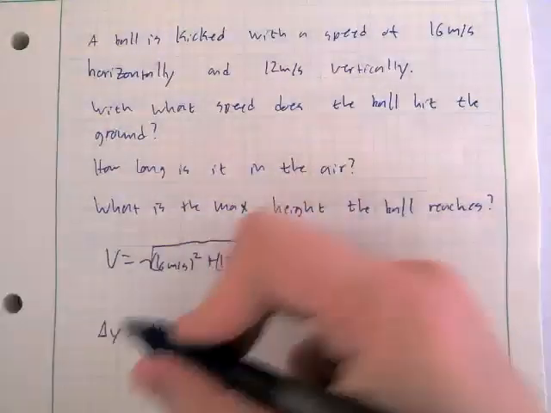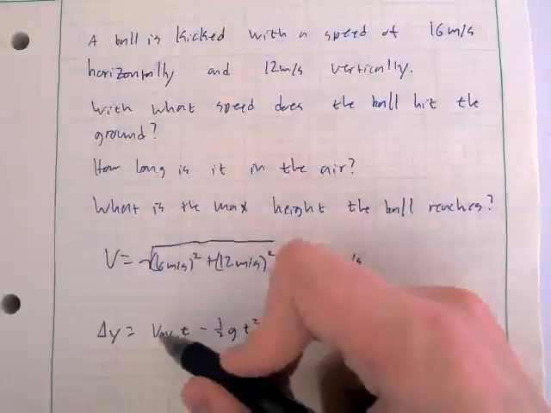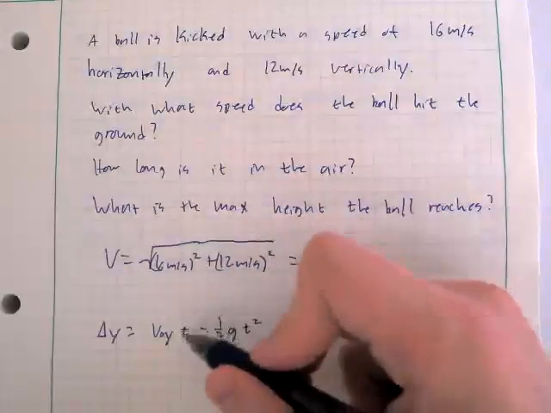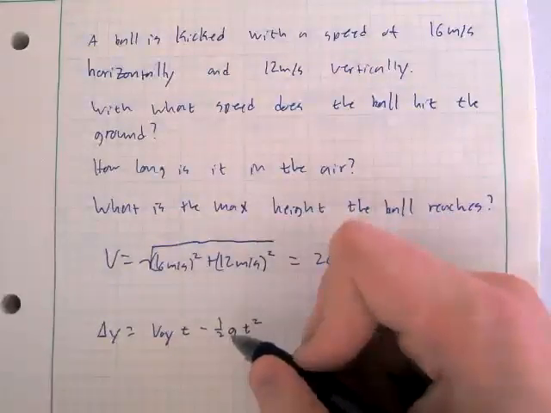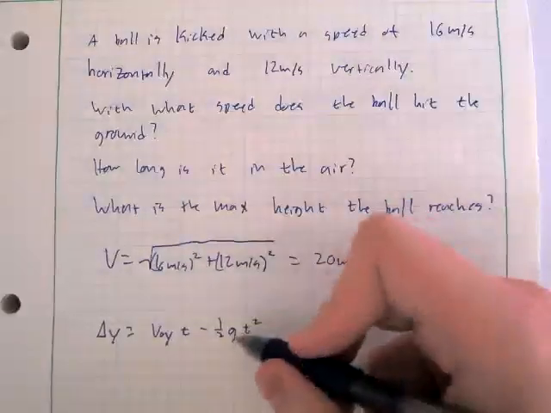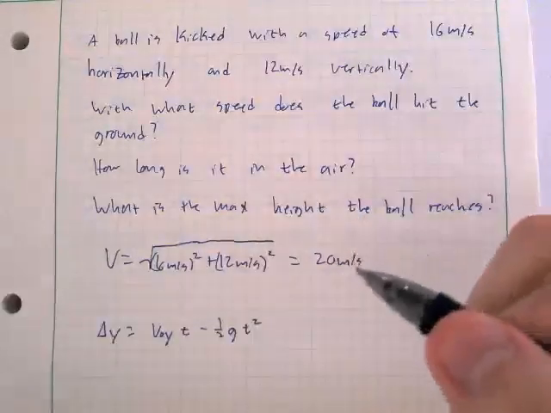Again, we go up and we come back down. We land at the same height that we started at. Our v naught y we know is 12 meters per second. We don't know t, but we can solve for it. And we also can figure out what g is, right? Well, we don't need to figure it out. We already know. We're on Earth. We're assuming that we're kicking this ball on Earth, and so this g will be 9.8 meters per second squared.